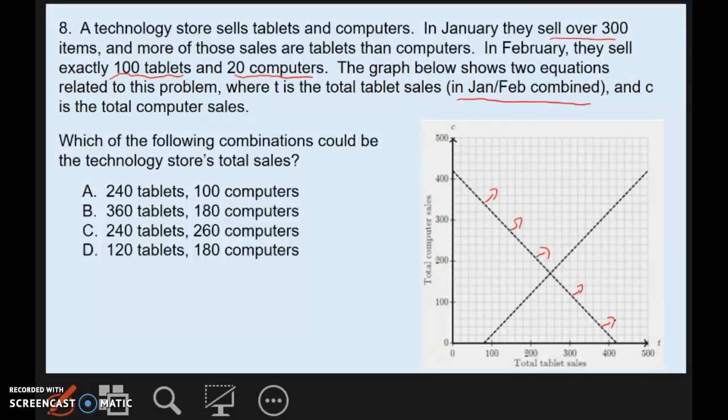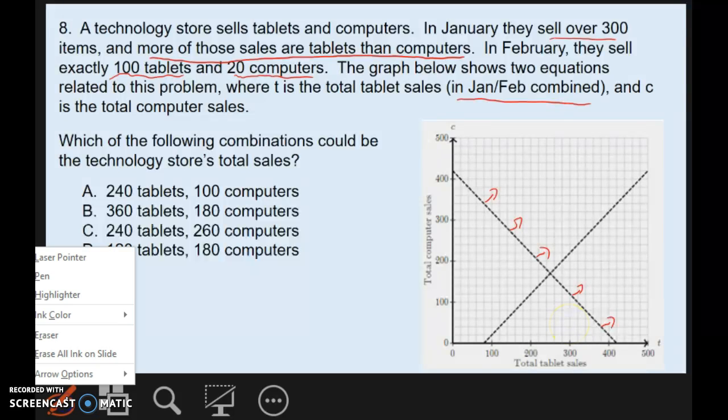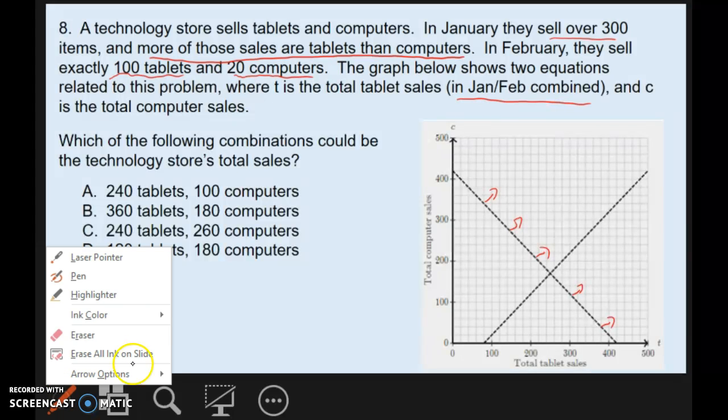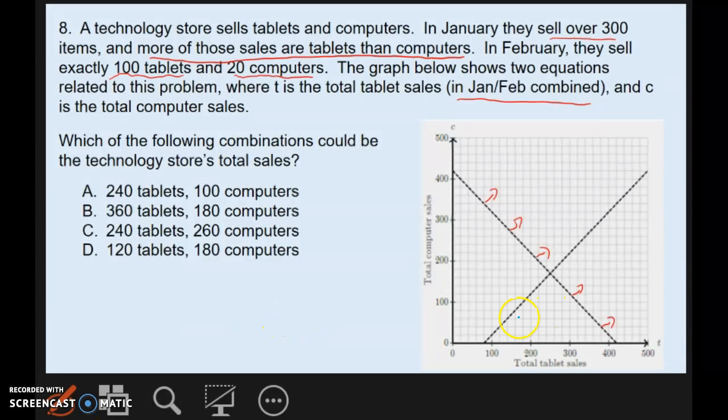The second piece of information, and I totally missed this here, more of those sales are tablets than computers. So we know that in this region right here, this would indicate that there was more computer sales than tablet sales, just because the vertical is the computers and this is our horizontal, which would be tablets. So based on that, the region that I'm going to shade for that second piece of information is down in here.